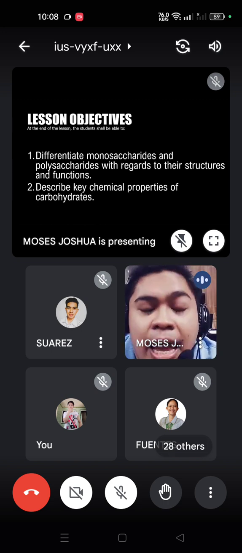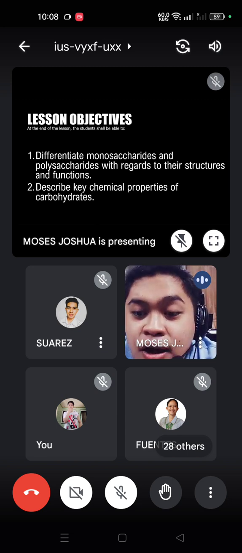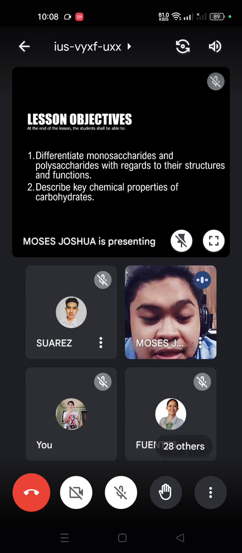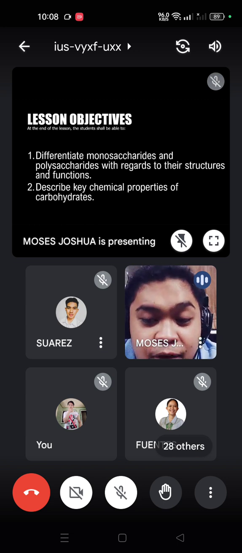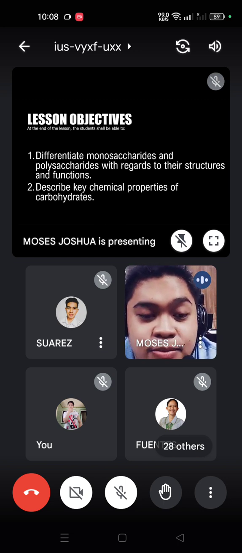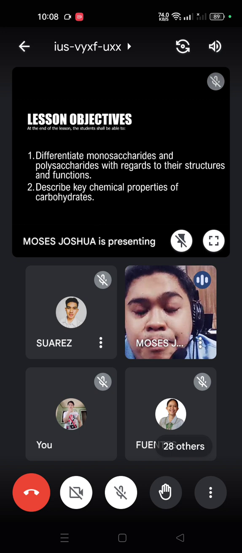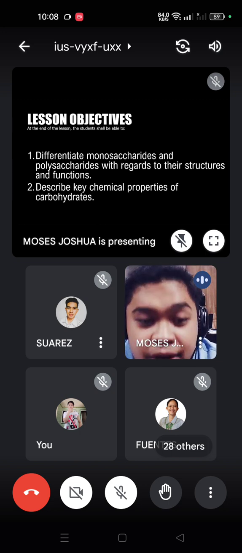And if given the time, we will also try to know the structural formula of different carbohydrates as well as the isomers of these carbohydrates, or the chemicals or compounds found in the carbohydrate. So again, these are the lesson objectives. You are to differentiate and just describe. These are just simple lesson objectives. I hope that we'll be able to achieve this.